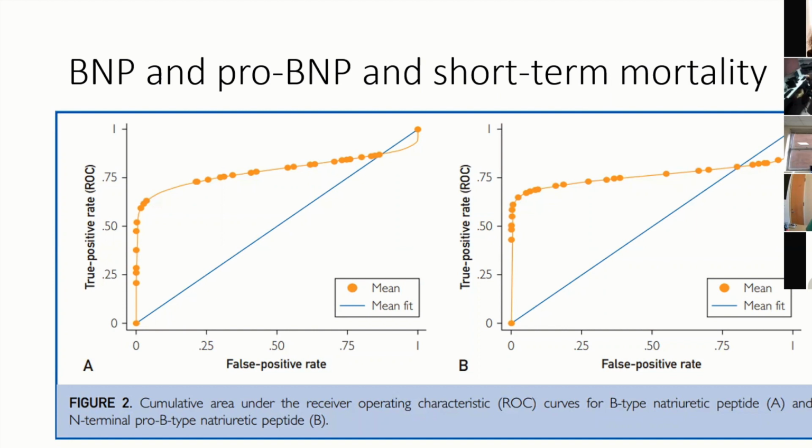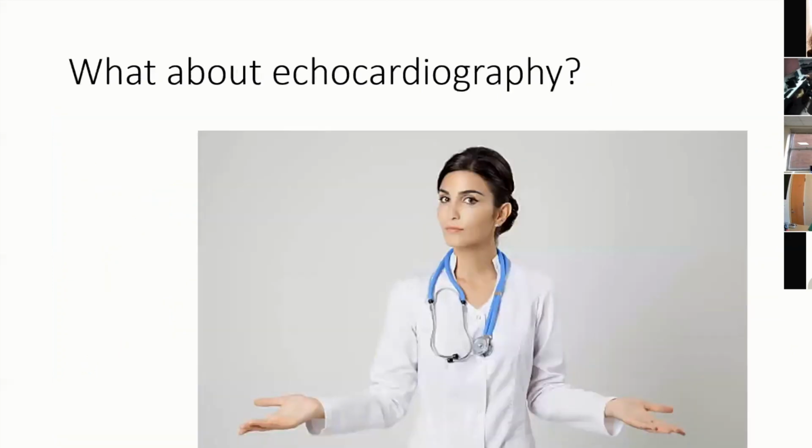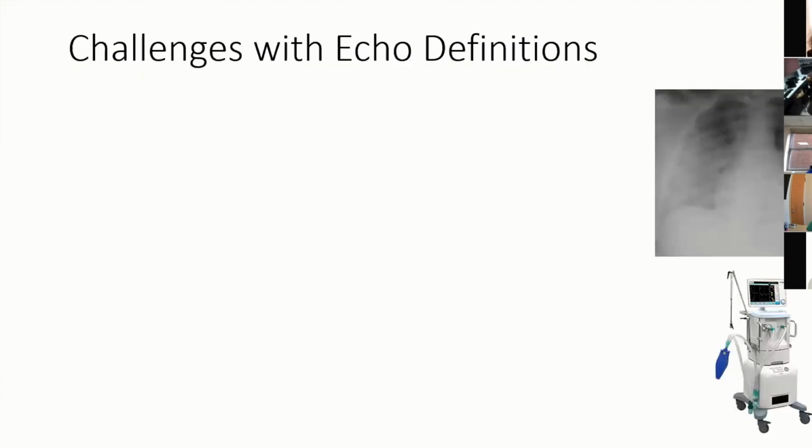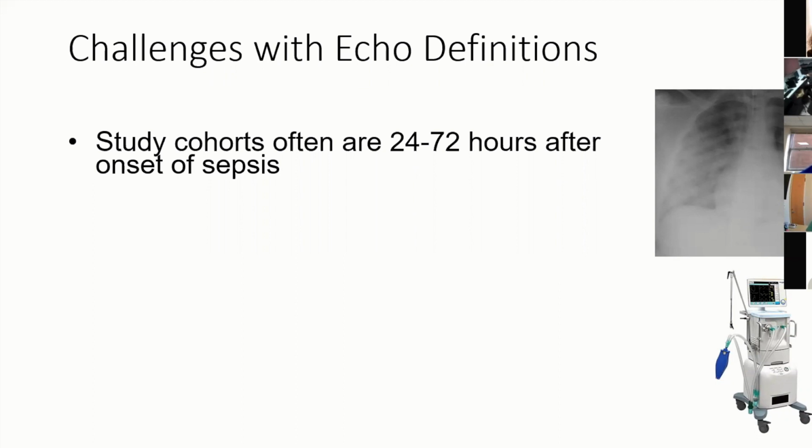Now, that's all great, but I'm here to talk mostly about echocardiography, which is what I'm excited about. And this is really how we define septic cardiomyopathy in practice for most patients. There are some challenges with echo, though. One of the big challenges is that the overwhelming majority of septic echo studies have been performed during late sepsis. So instead of being done within the first 6 or 12 hours, most of the published studies are looking at 24 to 72 hours after sepsis onset. And that leads to a couple of challenges with interpretation.